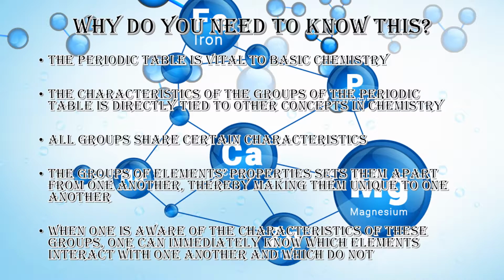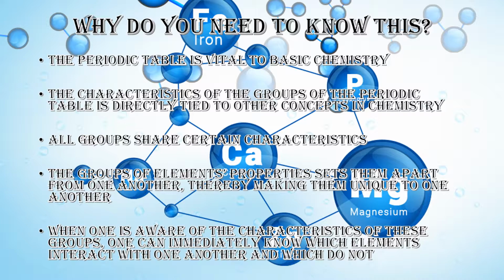You guys might be wondering, why does this matter to me? Well, for starters, the periodic table is super important to basic chemistry. However, when one knows each of the groups in this table, they're unlocking a lot of information about multiple concepts such as solving chemical equations or naming compounds. It's really not so hard to memorize these groups because they all share some basic parts.